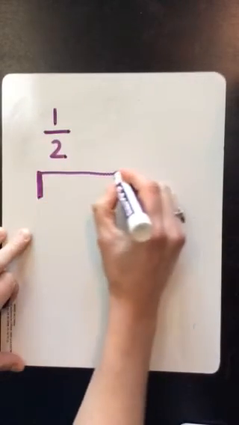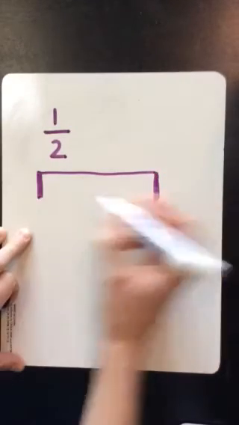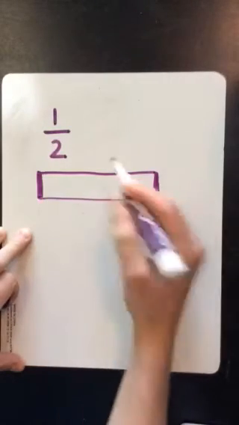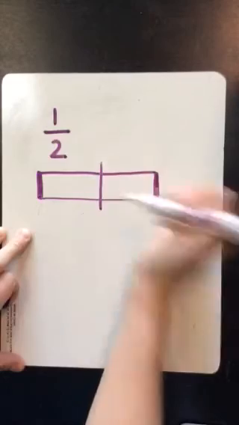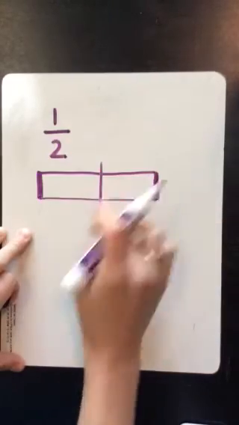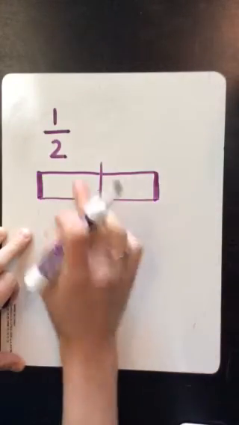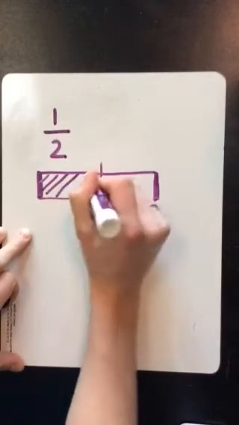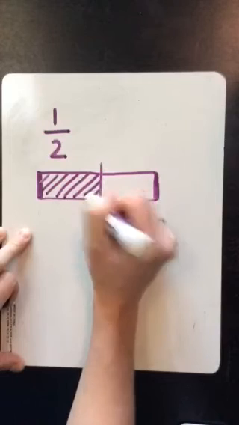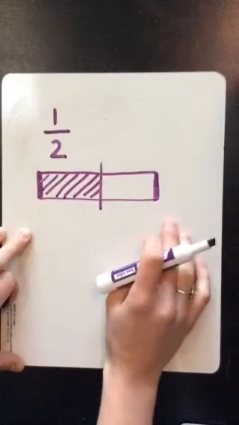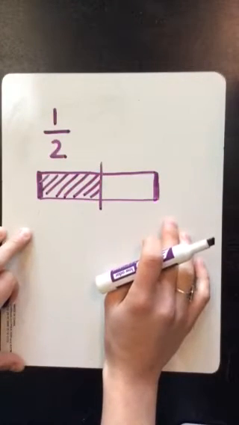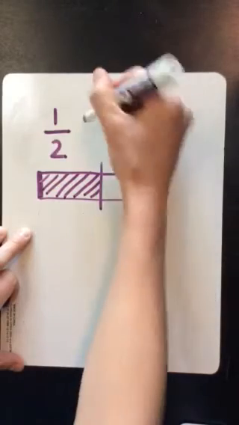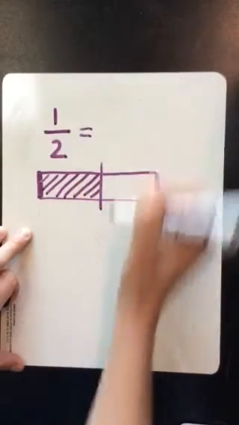In a tape diagram, I'm going to have 2 parts because my denominator shows me how many parts I'll have, and I'll have one of those shaded for the numerator. Now my tape diagram represents 1/2. I want to find an equivalent fraction.